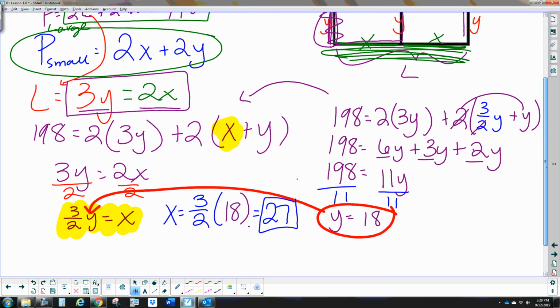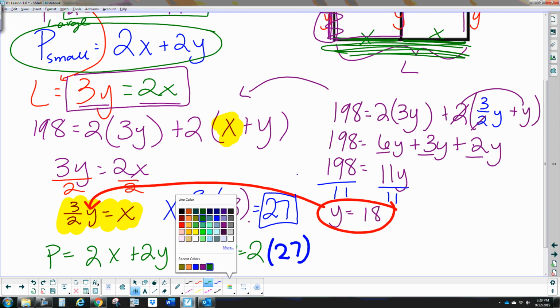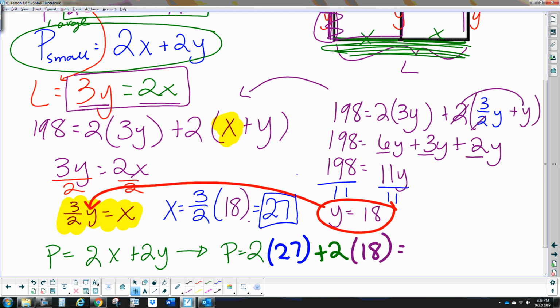So I'm just going to rewrite it down here so that I can clearly see it. Perimeter equals 2 times x plus 2 times y. I know an x value, which is 27, and I know a y value, which is 18. So 2 times 27 plus 2 times 18, that's 54 plus 36, which is 90.